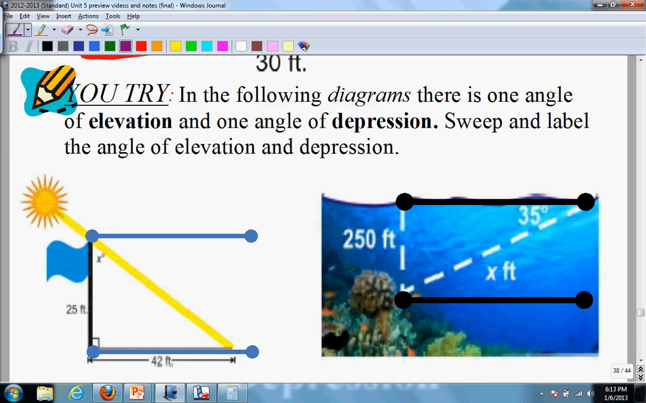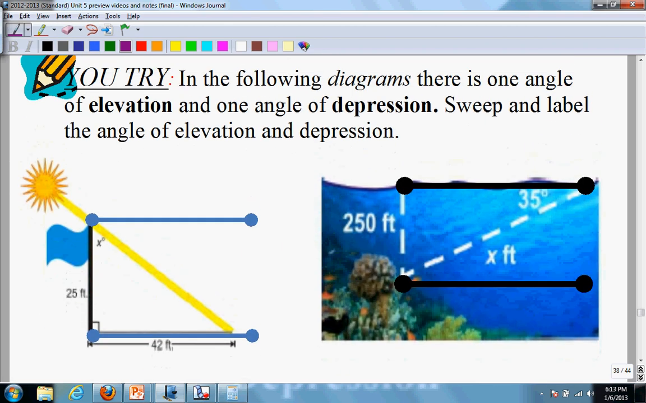Okay, let's bring this really close. In this diagram on the left, your angle of elevation is right here in red, and your angle of depression is right here in purple. In this diagram, your angle of elevation is there in red, and your angle of depression is the 35 degrees in purple. There's no other angles that fit those descriptors.